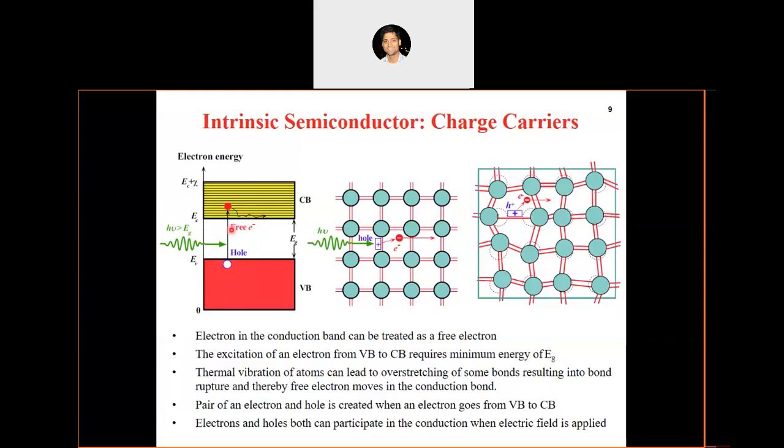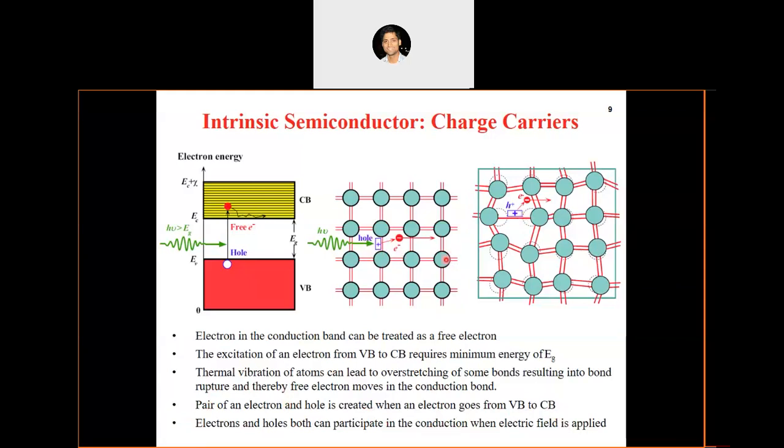But this electron-hole pair can also be generated if sometimes some of the atoms gain enough vibrational energy to rupture this bond. This bond breaks because of the vibrational energy of one of these participating atoms. It starts vibrating in such a way that the bond rupture happens, and because of that, an electron and hole pair is generated. That can be another source of generation of charge carriers in an intrinsic semiconductor. A pair of an electron and hole is created when an electron goes from the valence band to the conduction band. Electrons and holes both can participate in the conduction when an electric field is applied.